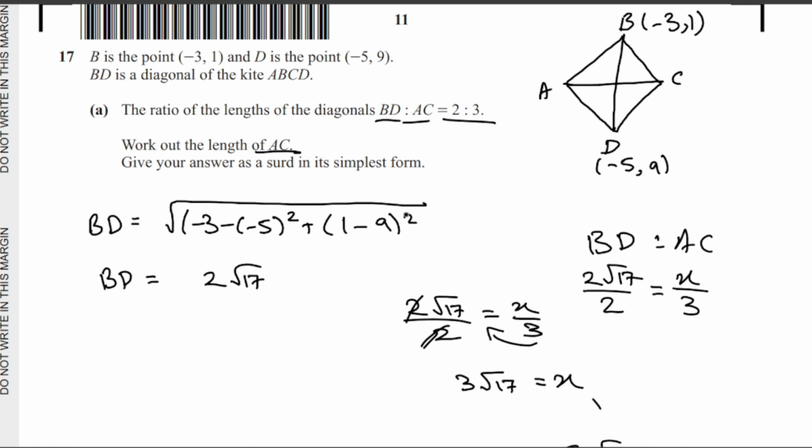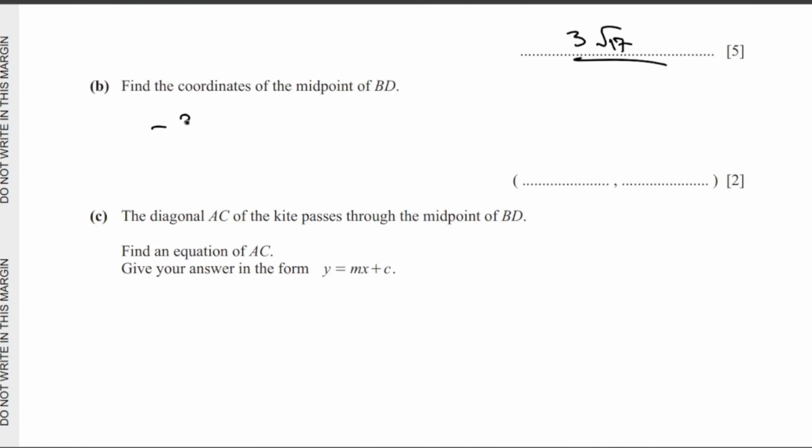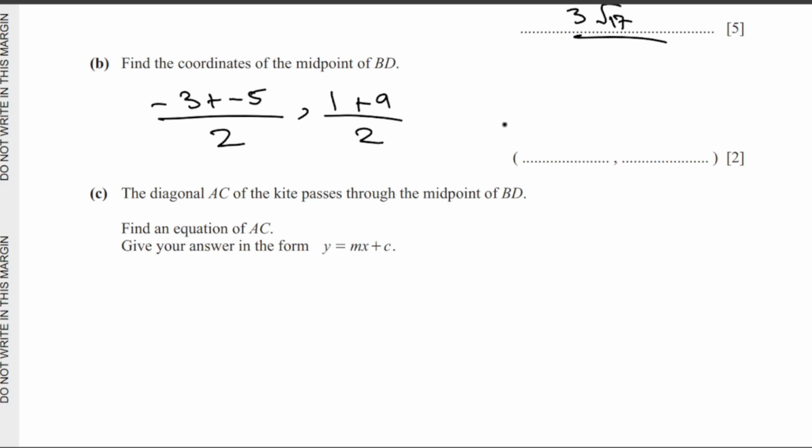All right, so it's going to be the same thing, right? Minus 3 plus minus 5, add the x coordinates, divide them by 2. Add the y coordinates, which I believe were 1 and 9, and divide them by 2. So minus 3 plus minus 5 would get us minus 8. Divide that by 2, you get minus 4, and here you're going to get 5, 10 divided by 2.